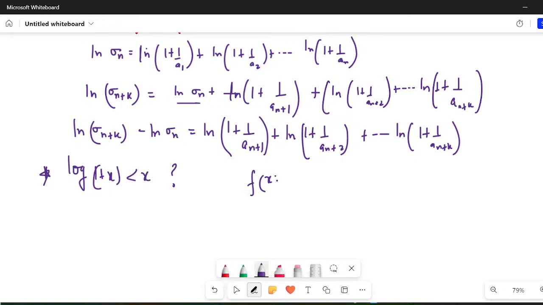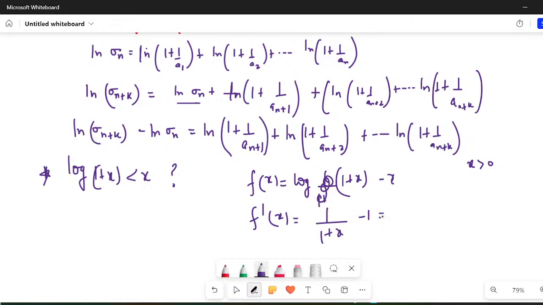Take your function f(x) for all x greater than 0 and define it as log of (1 plus x) minus x, and now try to differentiate it. If you differentiate it, what will you get? You will get 1 upon (1 plus x) minus 1, which is certainly (minus x) divided by (1 plus x), and certainly it will be less than 0.